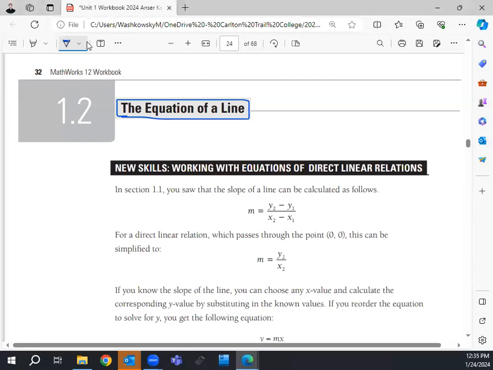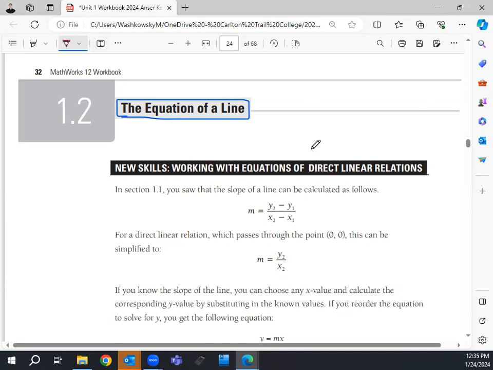So we're really just looking at another component of this. This is on page 32 of our booklets here. Excuse me, I'm just going to take a sip of water and we'll get up and running. Okay, so we're going to start off with direct linear relations.